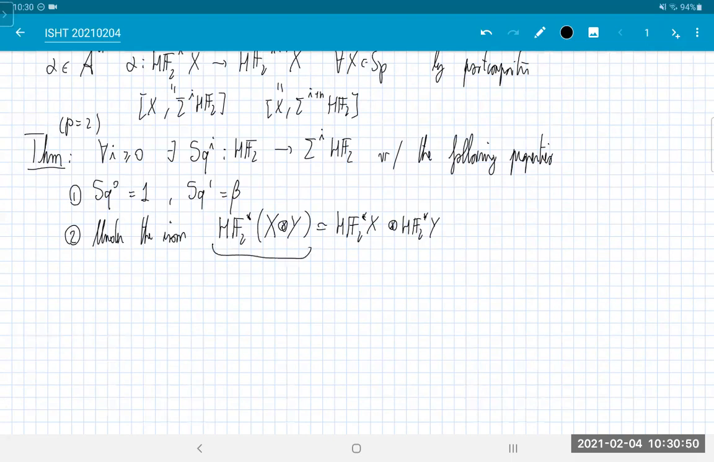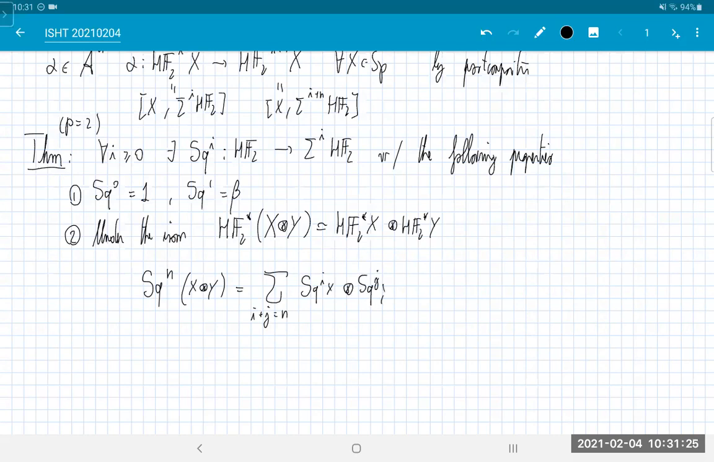The way you prove it, you fix a Y, and you see that both sides are a map of cohomology theories that is an isomorphism when X is the sphere, and so it is an isomorphism for every Y, by induction on the number of cells. Anyway, under the Künneth isomorphism, Sq^n acts on X tensor Y as the sum for i plus j equals n of Sq^i X tensor Sq^j Y. And that's the Cartan formula.